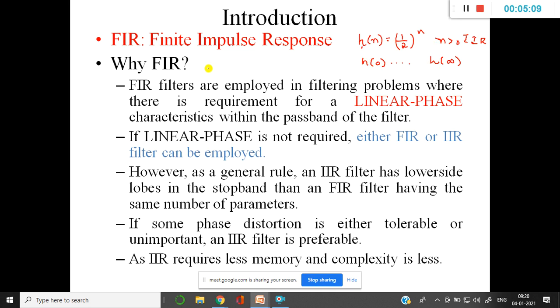Now the question appears, why should I go for finite impulse response? The main important point in FIR filter is to obtain the linear phase. Phase is nothing but an angle, because each and every component of a signal is represented as e to the power of j theta, at an angle of theta, and here the theta should give me the linear phase. If linear phase is not required in the filter design, either you can go for FIR filter, or IIR can be employed.